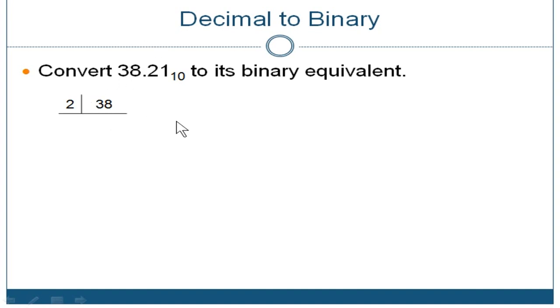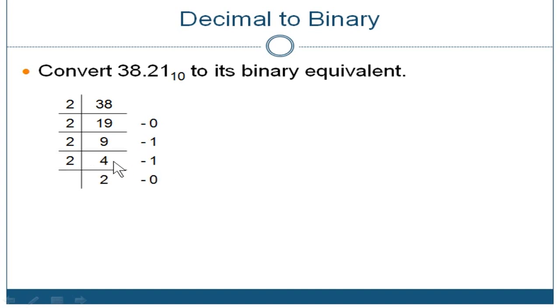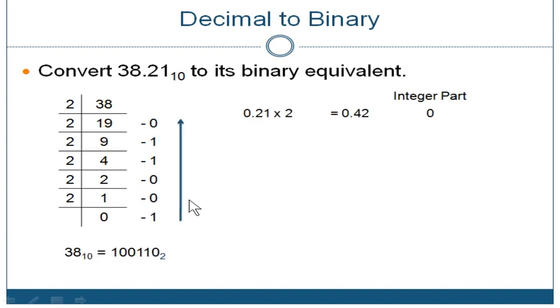So 38 divided by 2, the quotient is 19 and the remainder is 0. Again divided by 2, you will get the quotient 9 and remainder 1. Again divided by 2, you will get the quotient 4 and remainder 1 again. Then divided by 2, you will get the quotient 2 and remainder 0. And divided by 2, you will get the quotient 1 and remainder 0 again. And then again you divide it, you will get the quotient 0 and remainder 1.